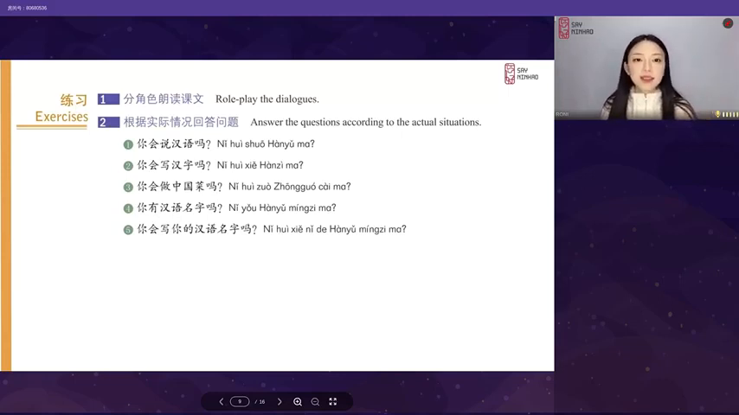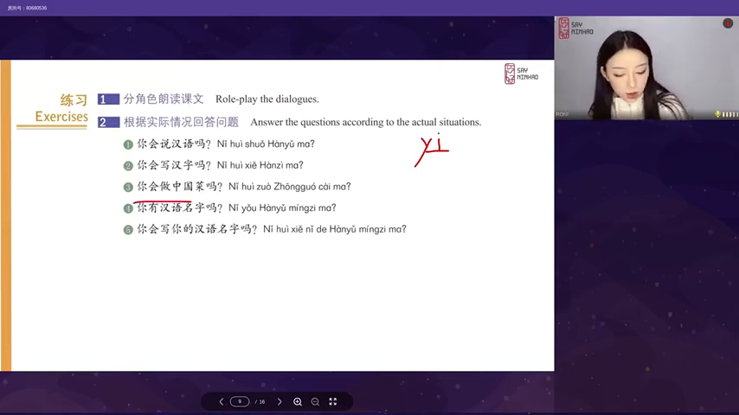Next, 你会写汉字吗? 你会写汉字吗? Okay, I believe most of you can write. Even some of you think that you can't write, but still you can write 一, right? 一. One in Chinese. So, 我会写汉字 or 我不会写汉字. In this sentence, we are using the 会 structure. Okay. Next one.